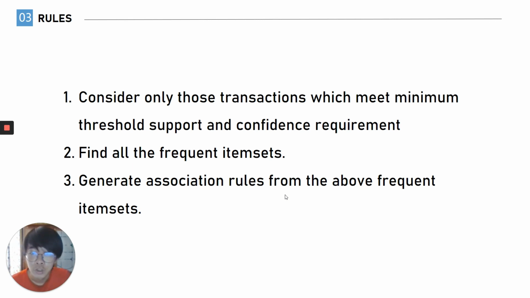And then for the rules, frequent pattern mining only considers those transactions which meet the minimum support and confidence. So basically, only the transactions which meet the predefined minimum threshold of support and confidence. Then all these transactions are gathered to form a frequent item set, and then they are used to generate the rules and find out the connections between the items from the above item set. Yeah, that's it for frequent pattern mining.